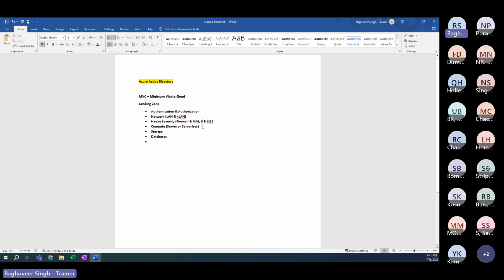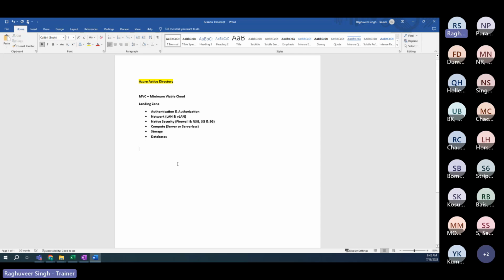Without this, you will not be able to build a service, or you will not be able to start operations in the cloud. So this is what is known as landing zone or minimum viable cloud. So let's discuss some services which constitute a landing zone or minimum viable cloud in Microsoft Azure. MVC is the terminology provided by Azure. Landing zone is the terminology provided by AWS, and GCP also uses the same terminology.